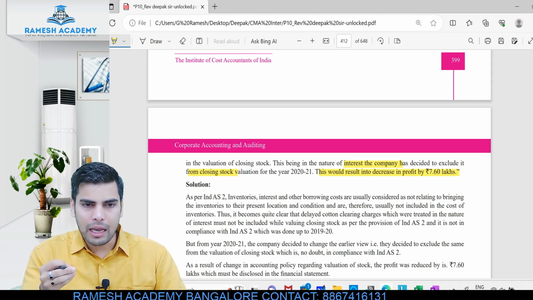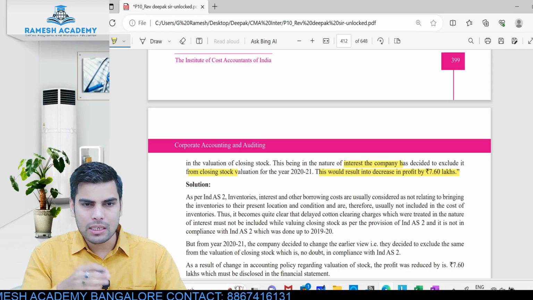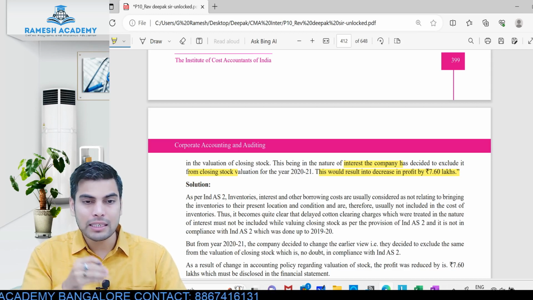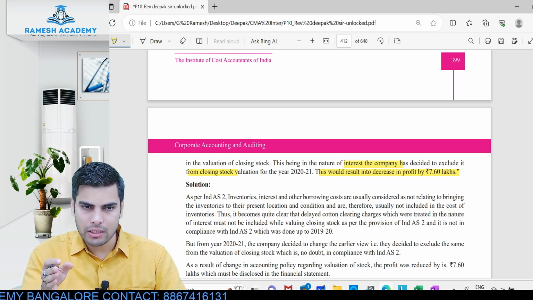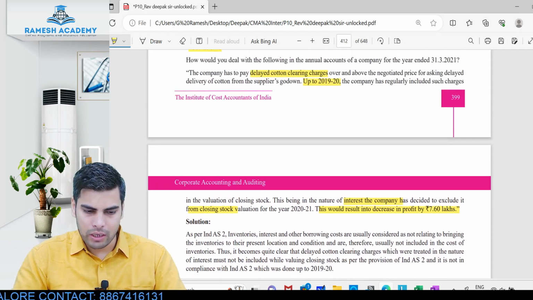Now, the company has decided to exclude it, which is in line with Indian Accounting Standard 2, right? They need to exclude it. So, the only thing is they just need to exclude it, which they have done. They just need to make a disclosure in the financial statement with respect to the reduction in the value of inventory. So, a very simple illustration.